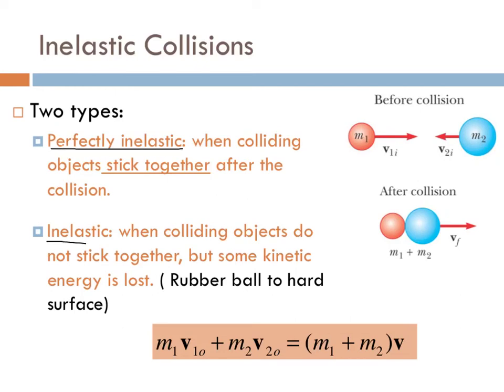and simply inelastic. Now, the difference between the two is for perfectly inelastic collisions, these objects will stick together. What that means is that the velocity that one object has is going to be the same as the velocity of the second object. So our equation will look like it does down here at the bottom, that the velocity is shared by both masses. In simply inelastic collisions, when colliding objects do not stick together, some kinetic energy is lost.